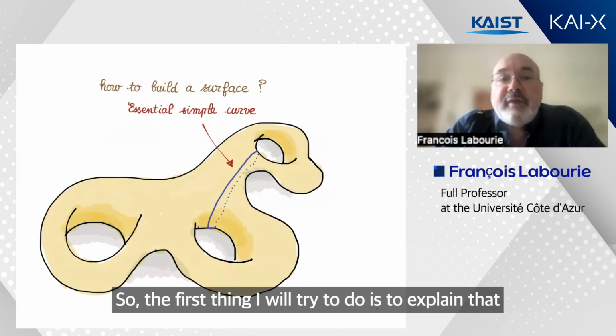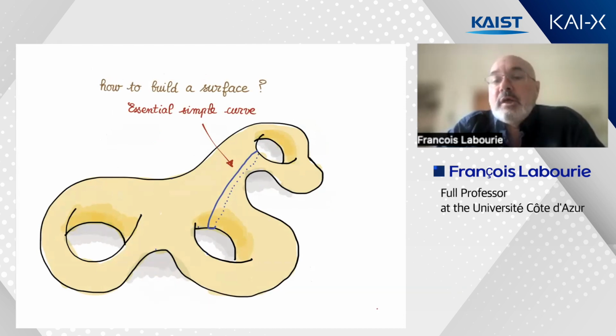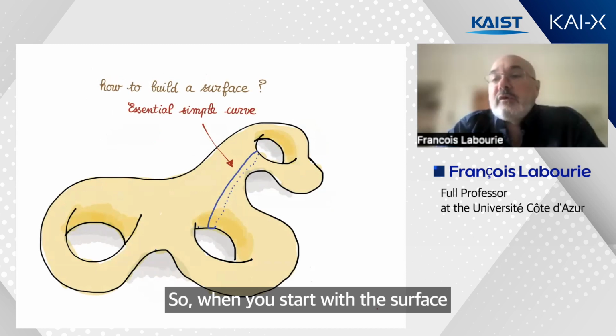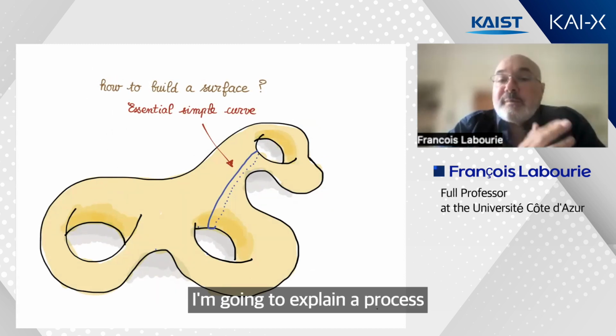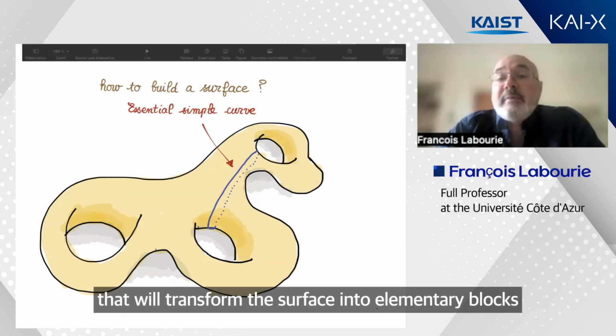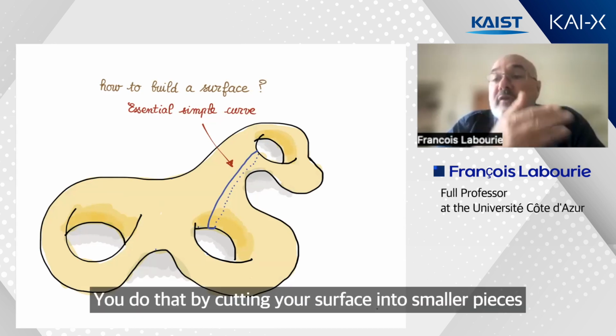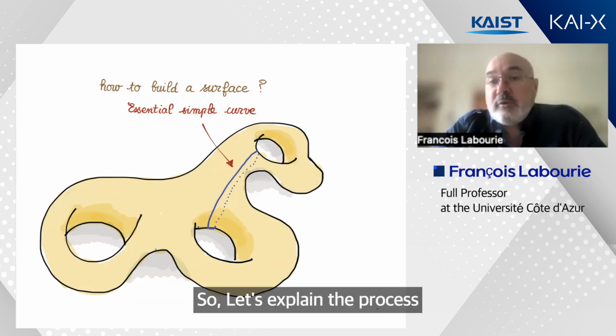So the first thing I will try to do is to explain that surfaces are built out of elementary pieces. When you start with a surface, I'm going to explain a process that will transform the surface into elementary blocks. So how do you do that? You do that by cutting your surface into smaller pieces. So let's explain the process.